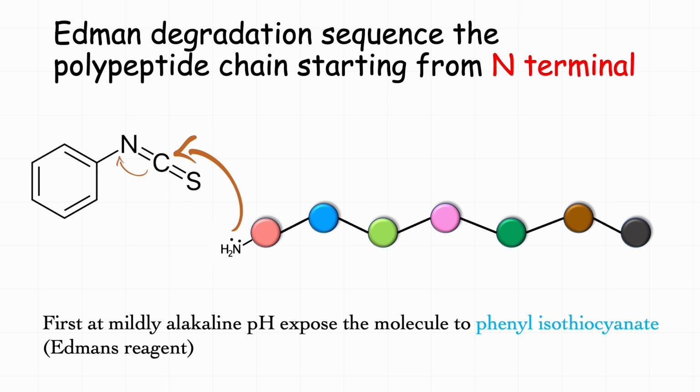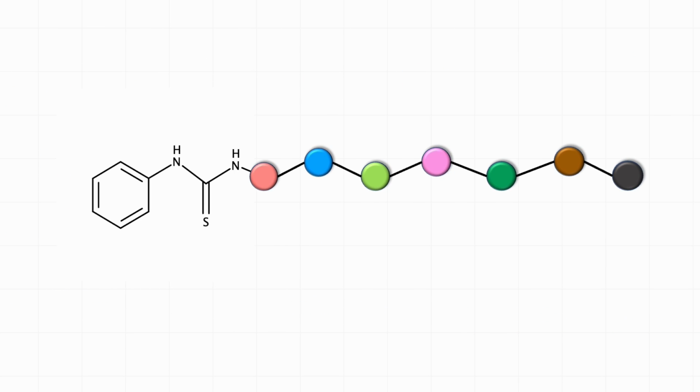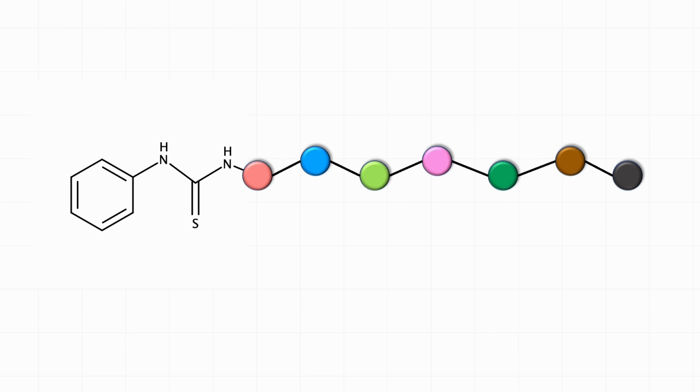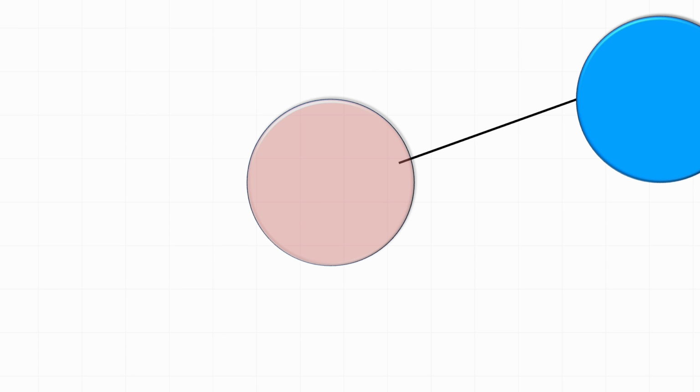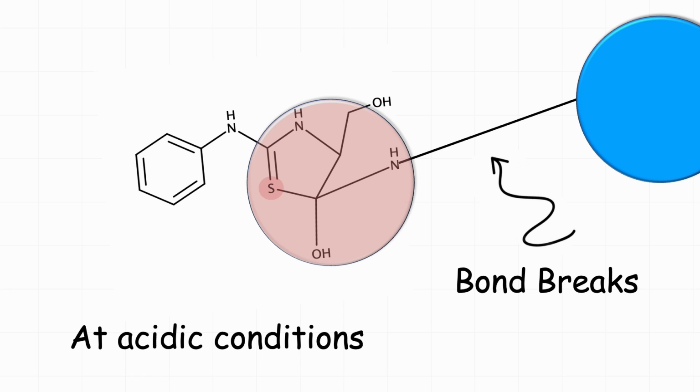Here we use a reagent called phenyl isothiocyanate, and it will react with the amino group in the first amino acid in our polypeptide chain. And this molecule is called phenyl thiocarbamyl derivative. And in acidic conditions, it will form a cyclic structure, and this bond between the first amino acid and the second amino acid can be broken.